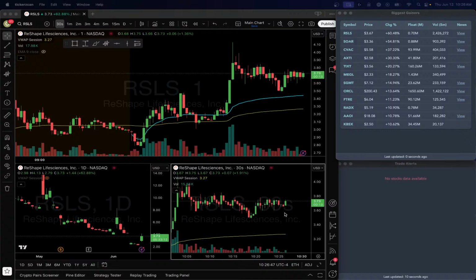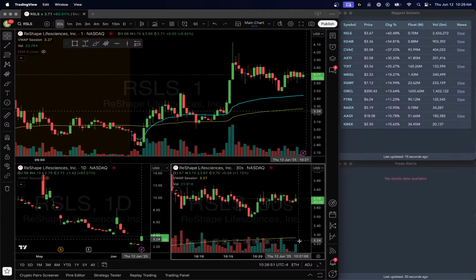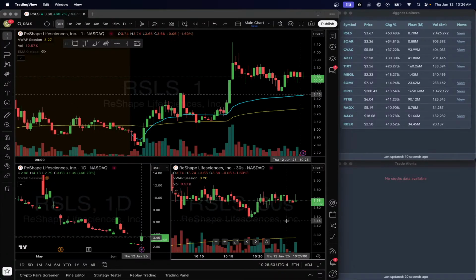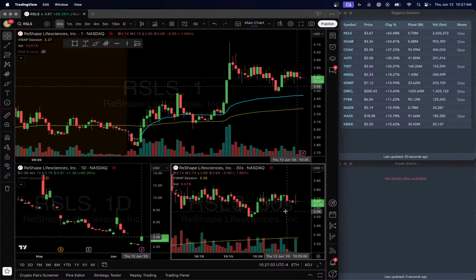I mean, we got volume coming in here on RSLS on the 32nd. See that volume? Now we're starting to give it back. Yeah, so the shorts are pushing it down. They're trying, aren't they?